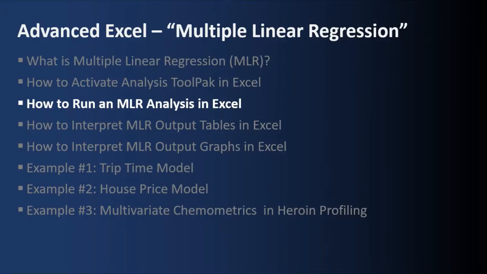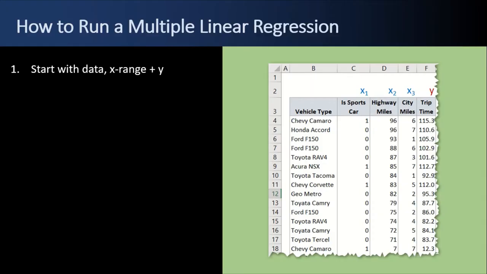Next up, how to run an MLR analysis in Excel. So how do we run multiple linear regression in Excel? Well, we have to start with data. We have to have an X range of independent variables. That's the values that are going to feed into the equation. So in this case, is this a sports car? 1 is yes, 0 is no.